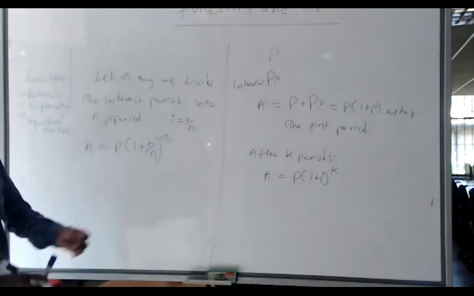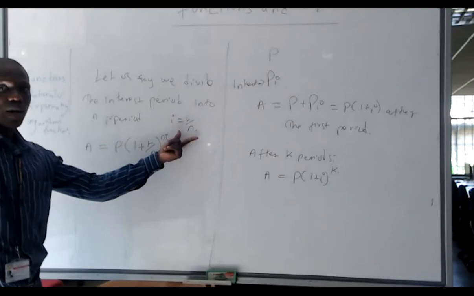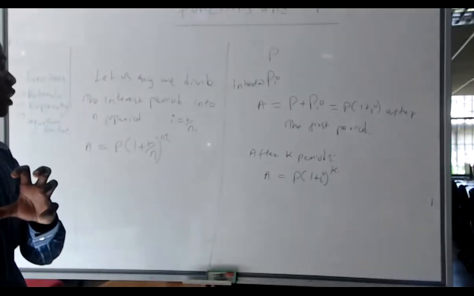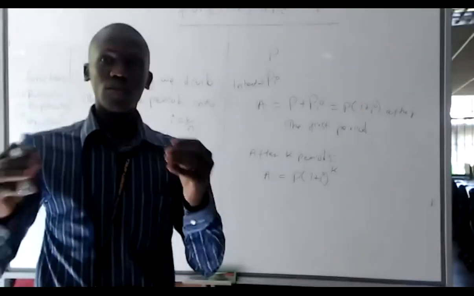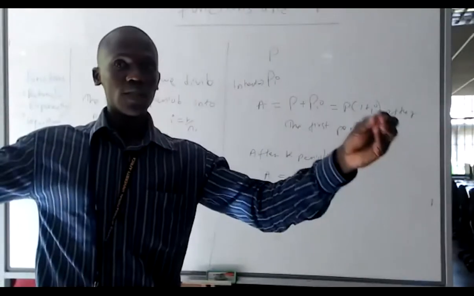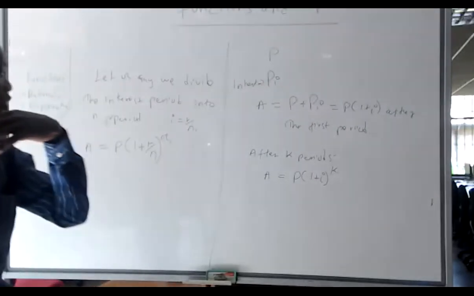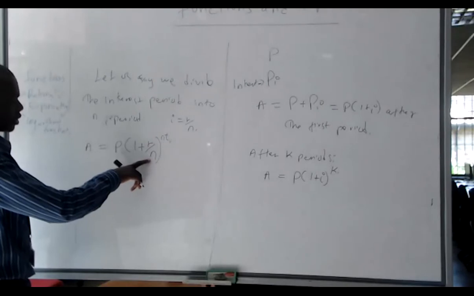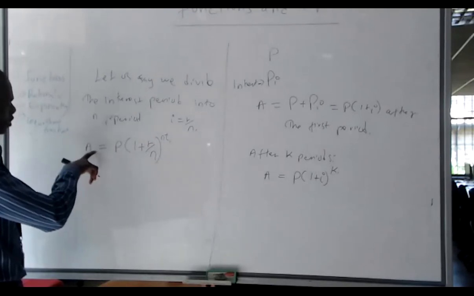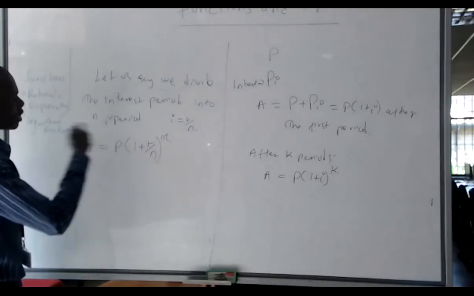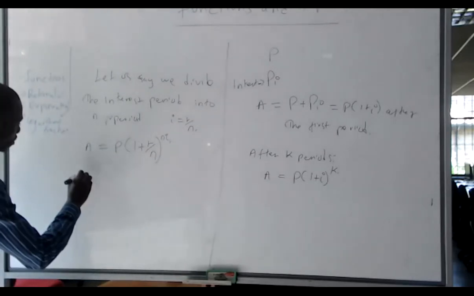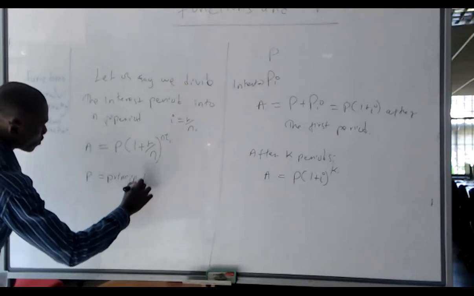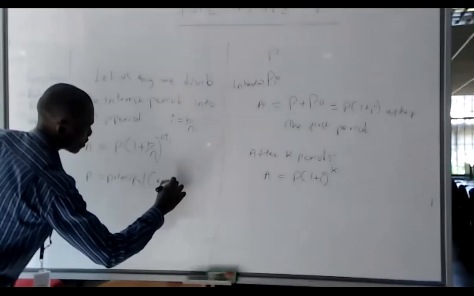So if it was an interest rate of, let's say, 10% per annum, and you want to compound your interest per month or per 6 months or per every 4 months or per day, then this is the number of periods. So the total will be A equals P into 1 plus R over N raised to NT. So in this expression, P is the principal, the amount invested.